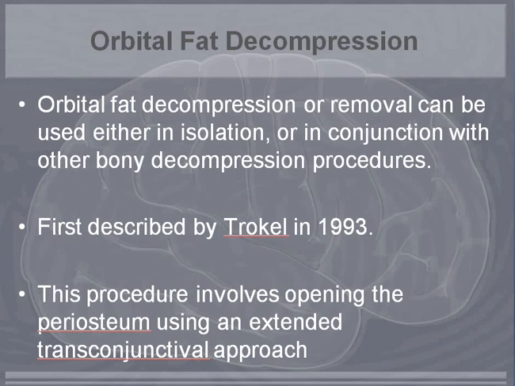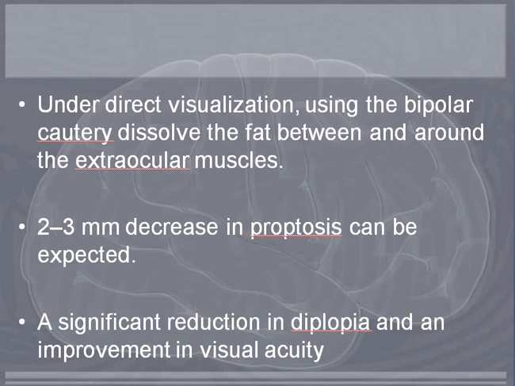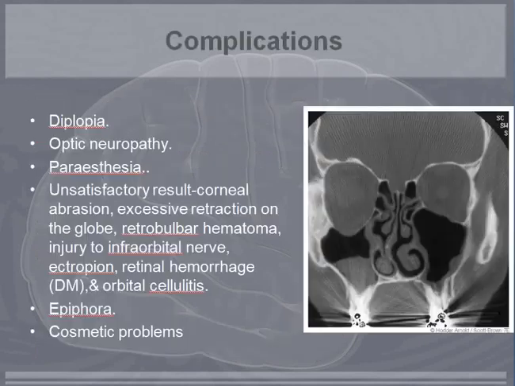This procedure involves opening the periosteum using an extended transconjunctival approach. Under direct visualization using bipolar cautery, the fat is dissolved between and around the extraocular muscles. A 2 to 3 mm decrease in proptosis can be expected, with a significant reduction in diplopia and an improvement in visual acuity.